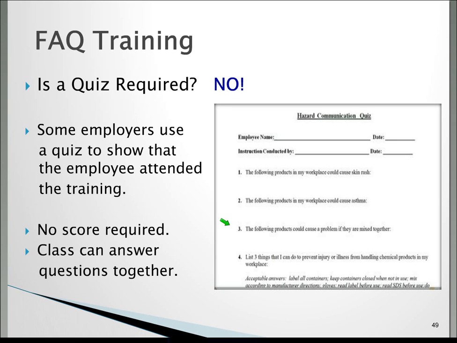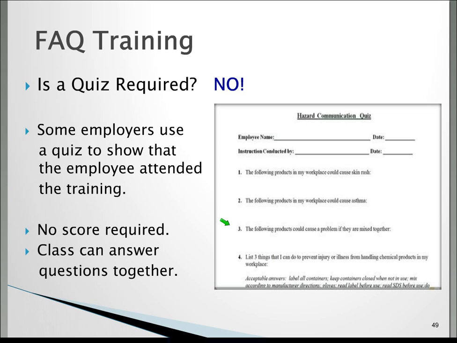But some employers do select to use a quiz. That's okay. The quiz just proves that the person was in the room. That's how I use a quiz. You can walk up to someone and say, hey, did you ever get trained? And they say, no, I've never been trained. And here's the quiz they took 2 months ago. So sometimes you can use a quiz just to prove that someone was in the room.